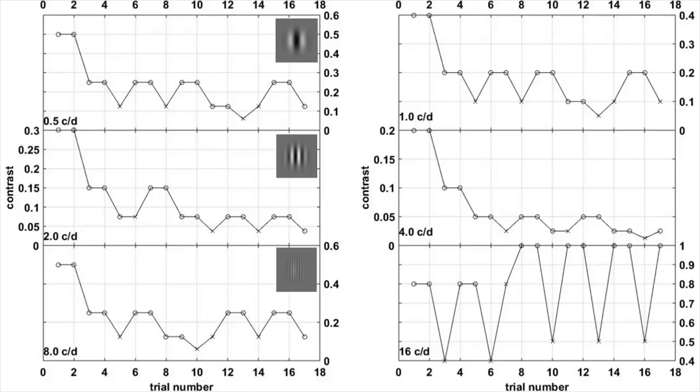So let's look at the first, 0.5 cycles per degree staircase. The contrast keeps going down until here. So this is the first reversal, then it went up, and here is another reversal, because from there it went up and then went down, and this is another reversal, because there's a change in the contrast presentation. So how many reversals do we have? That's 1, 2, 3, 4, 5, 6.